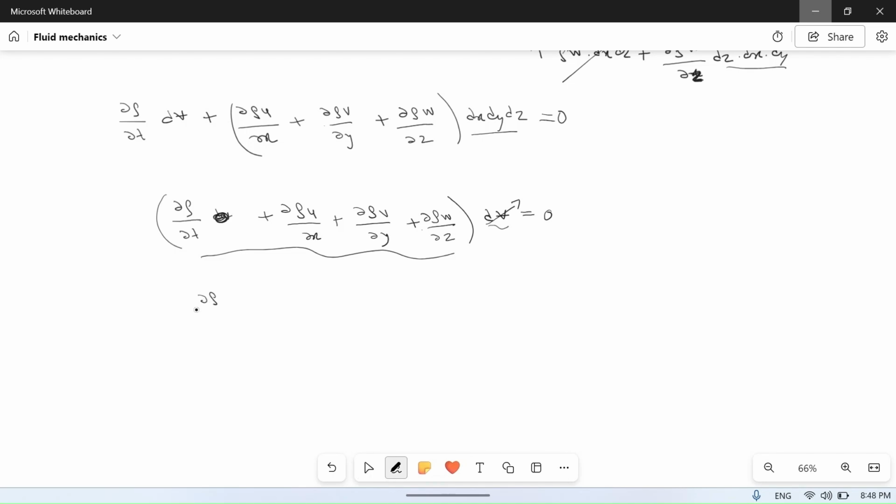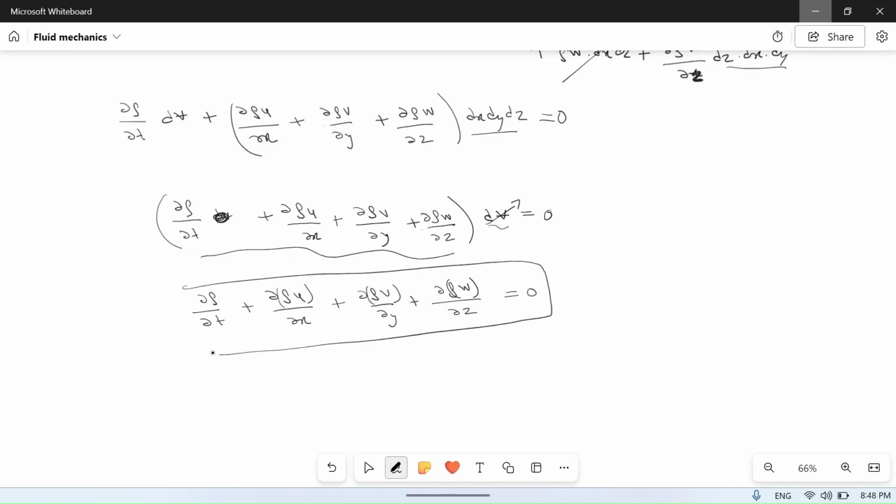del rho upon del t plus del rho u upon del x plus del rho v upon del y plus del rho w upon del z is equal to 0. So this is also our continuity equation. This is the main form of the continuity equation. Depending on the type of flow, we can modify it. This is the main general continuity equation, equation number 1.